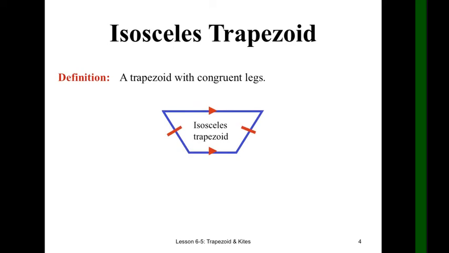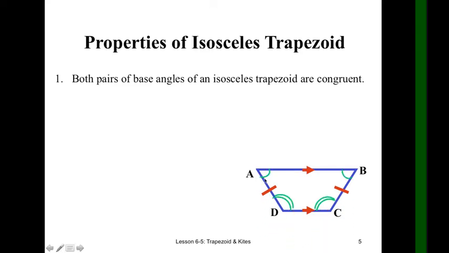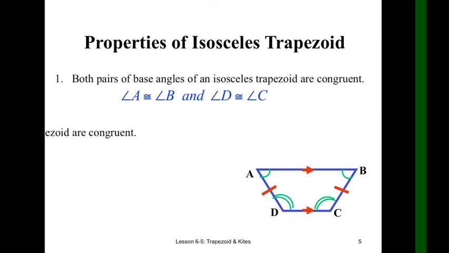Isosceles trapezoid, on the other hand, is a trapezoid with congruent legs. So, pag equal yung legs natin, therefore, we call it isosceles trapezoid. Properties of isosceles trapezoid. So, both pairs of base angles of the isosceles trapezoid are congruent. Ibig sabihin, yung angle A, congruent siya kay angle B. Yung angle ni D, congruent siya kay angle C. So, pareho yung mga sizes or yung kanilang mga degrees.